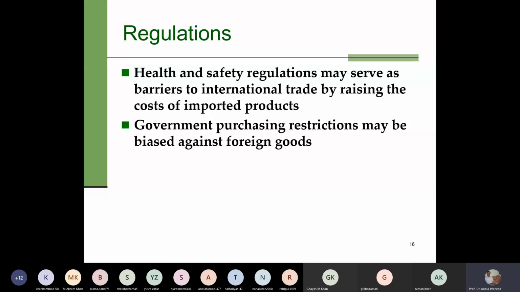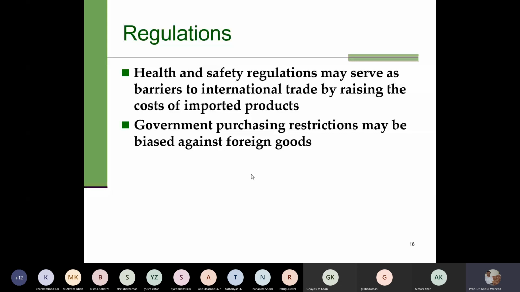And sometimes government purchasing restrictions, maybe bias against foreign goods. Okay, so this is also a factor that reduces trade and would be considered a barrier.